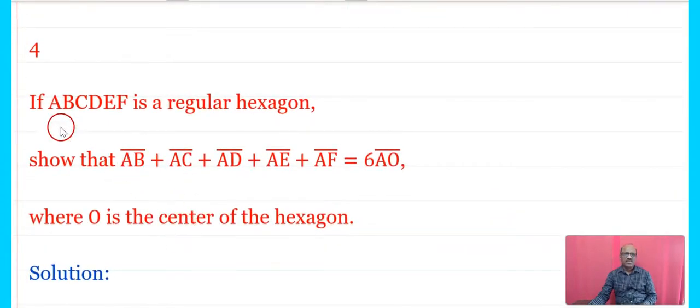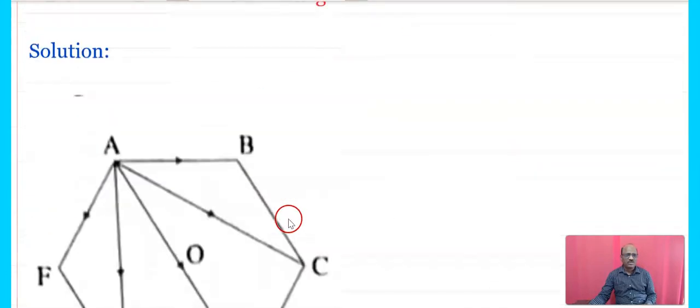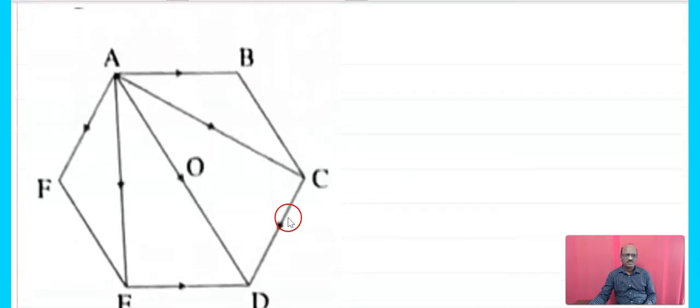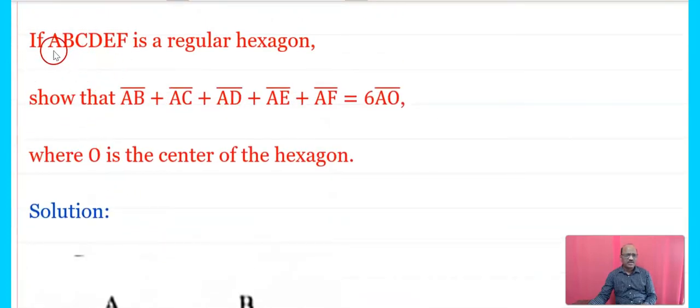Now the next problem. ABCDEF is a regular hexagon. Show that AB bar plus AC bar plus AD bar plus AE bar plus AF bar equals 6 times AO bar, where O is the center of the hexagon. Now see here the figure of the hexagon. I will repeat: ABCDEF is a regular hexagon, and AB bar plus AC bar plus AD bar plus AE bar plus AF bar equals 6 times AO bar.